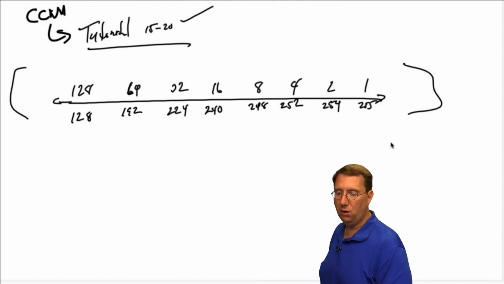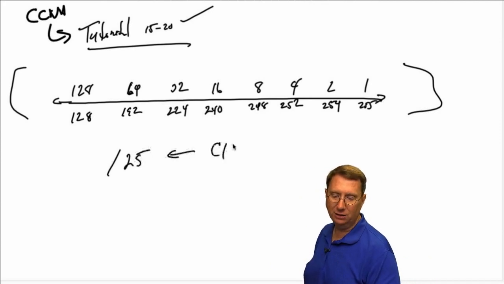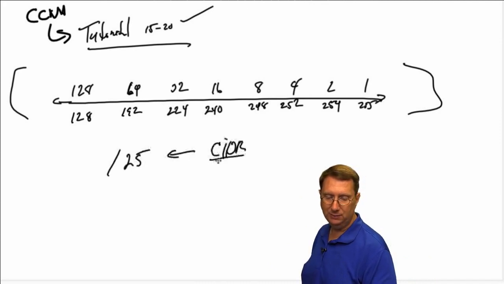It's going to help us with something called our slash notation, so like a /25, something also referred to as CIDR, classless interdomain routing, CIDR.